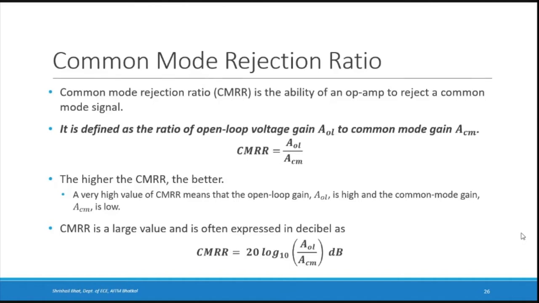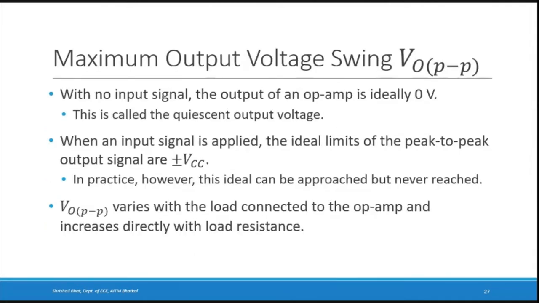So it's the ratio of open loop voltage gain to the common mode gain. Since it's a large value, we express that CMRR in decibels. There are some other parameters along with this. What we have is maximum output voltage swing. Maximum output voltage swing, it is V naught peak to peak. It is the swing from the lower peak to upper peak. That's why we call it peak to peak output voltage or maximum output voltage swing.